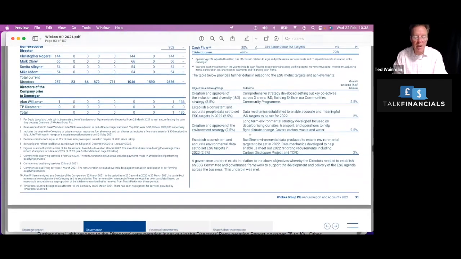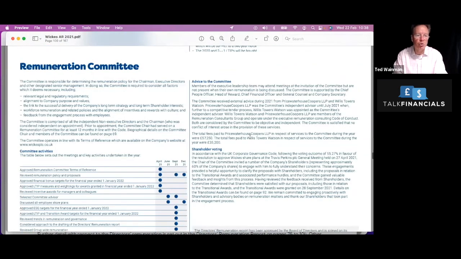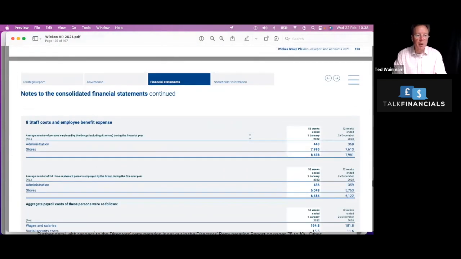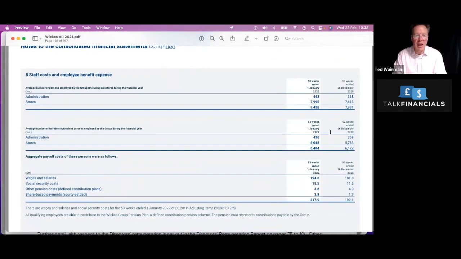And if we look at the average pay, we can find that on 126. So here is page 126, staff benefit costs. We can see how many people are working in the business. So there's about 6,484, and they are being paid a total remuneration of... Employee remuneration. Sorry, my mistake, got the wrong number there. The total remuneration is 217 distributed. So again, this is the average full time.